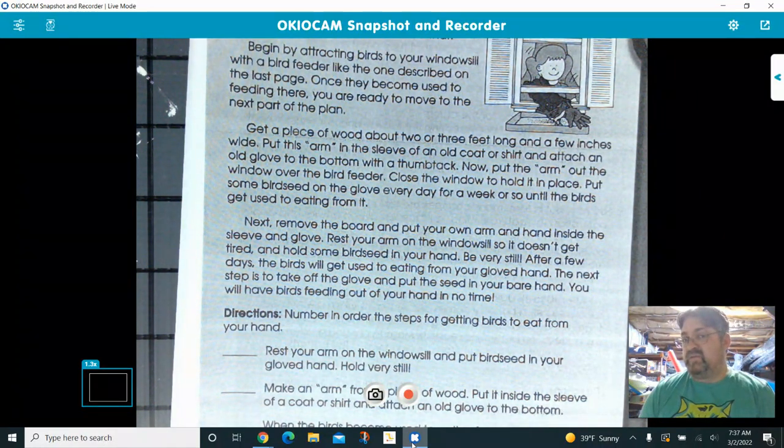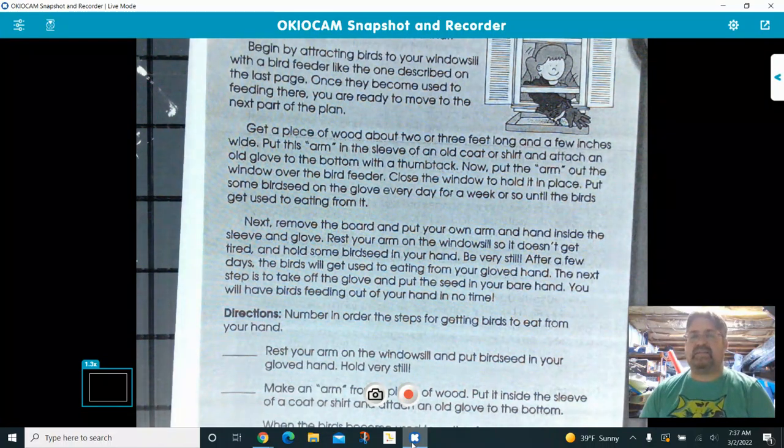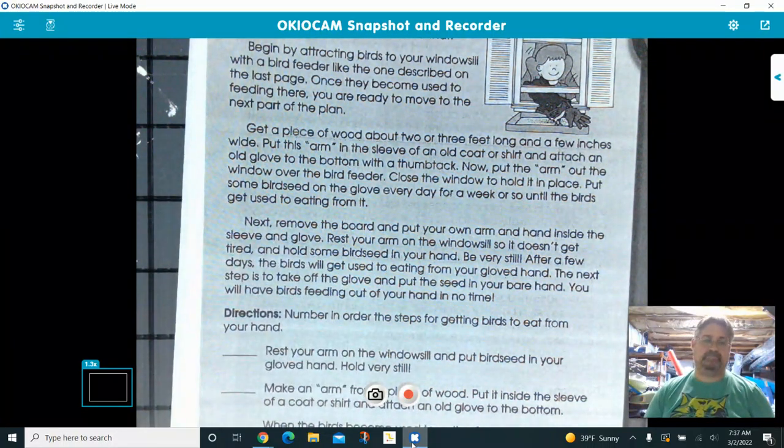I don't know how safe that is. Sometimes birds carry bugs on them. They might have some diseases. So I'm not necessarily recommending this, but it's how you could do it.